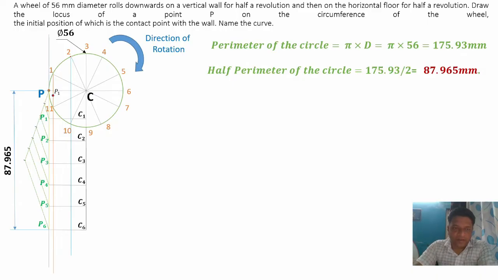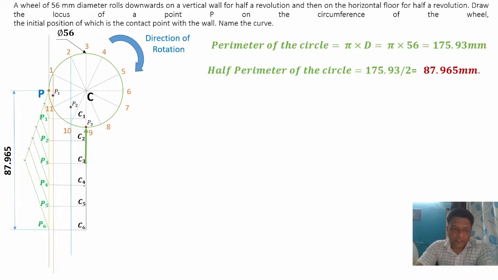Draw a vertical line passing through point 2 and 10, keep the center as C2, and then mark one point on this line. This distance is equal to the radius of the circle, that is 28 mm. We're not going to change the distance in the compass. We'll keep the same distance. This will give you point number P2. Now go to the center C3. Now we'll draw an arc on the line 3. Draw an arc at a distance of 28 mm from this point and mark this as point P3.